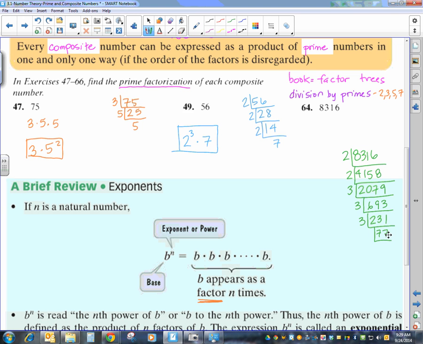So 3 doesn't go into it, so I go to the next prime number. 5 doesn't. 7 does. And 7 times 11. So this is my prime factorization. So I have a 2. We always write these in order. I have 2 2's. I have 1, 2, 3 3's. I have a 7. And I have 11.